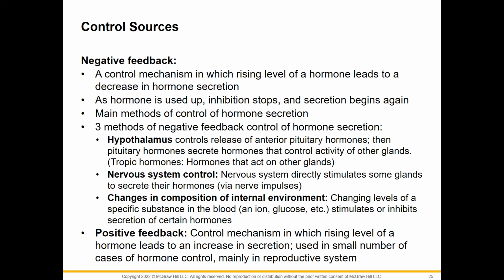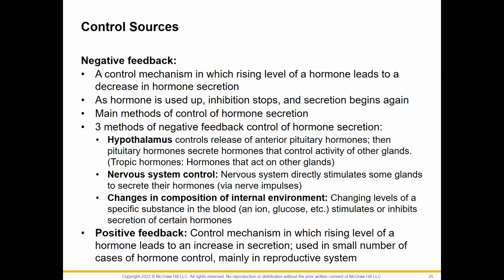This negative feedback is the main method of control of secretion of your hormones. You have three methods of negative feedback control for hormone secretion. You have control of the hypothalamus, you have nervous system control, and then you have changes in the internal environment itself. The hypothalamus controls the release of hormones from the anterior pituitary.